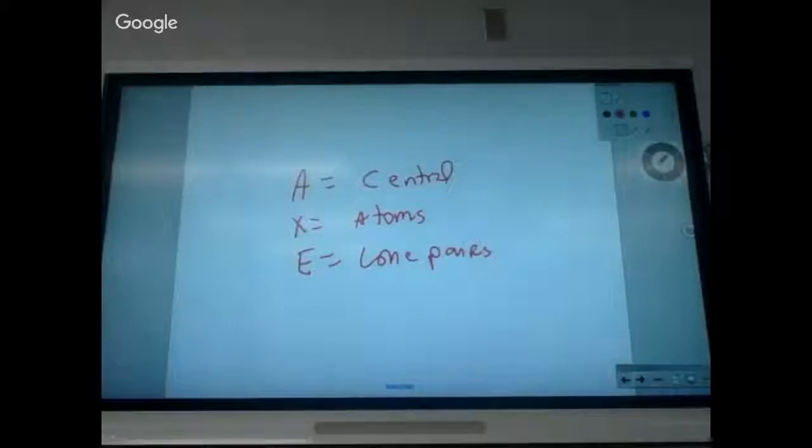It would be bent. Wait, so did the lone pairs go on the central atom? Yes, all this is around the central atom. Look at the back side. Lone pairs automatically go to the central atom. Look on the back side, quickly.